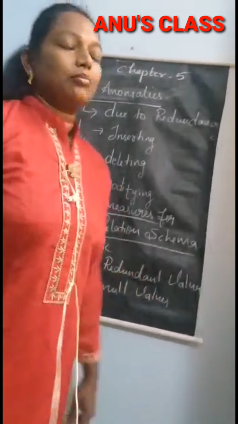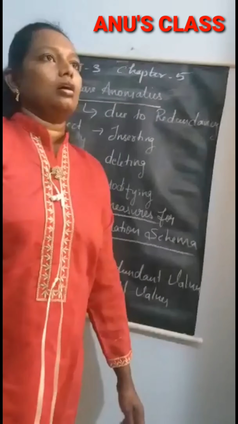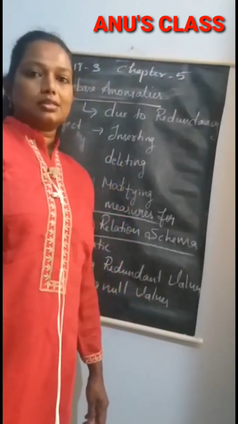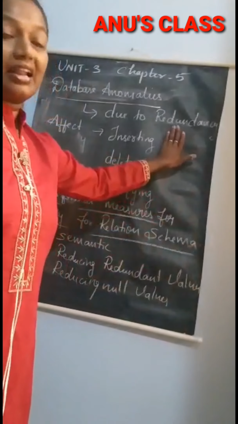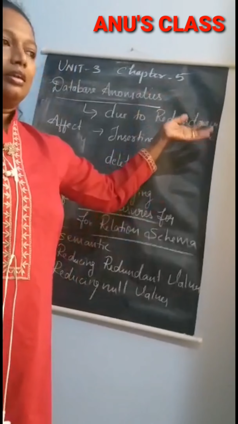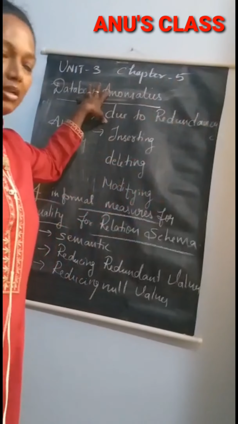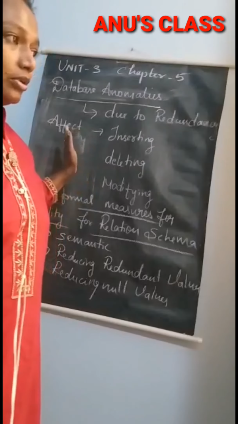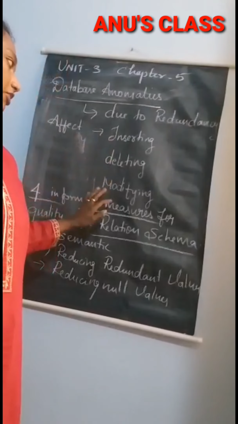So anomalies is nothing but something unexpected which happens with the database, any mistake while inserting, deleting or modifying the data. We call it an anomaly. Usually this anomaly happens only because of redundancy, that means repeated data entry or repeated deleting of the data from the table. So due to the redundancy this anomaly will happen. What are the three different things we face due to this anomaly? Inserting anomaly, deleting anomaly and modifying anomaly.